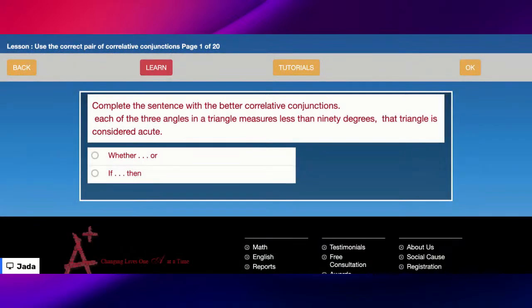Can you guys share your answers? Okay, share your answers. Let's keep it interactive.